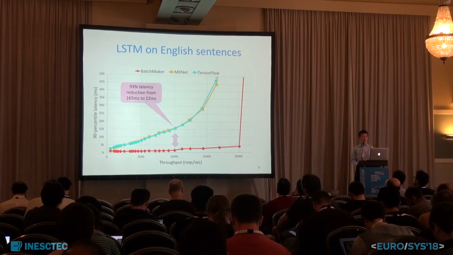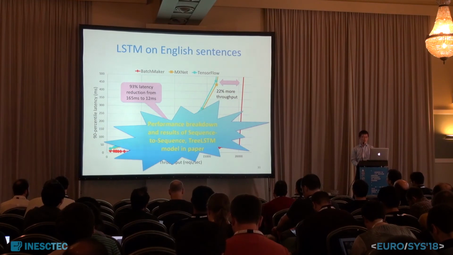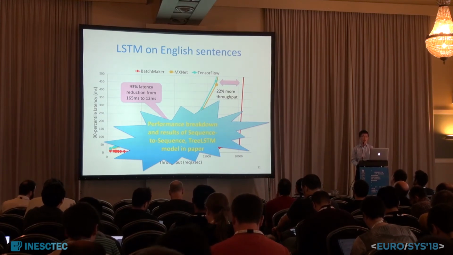For a moderate load, when all systems' throughput is 10 query requests per second, BatchMaker reduces latency by 93%. BatchMaker not only improves latency, but further boosts throughput as well. For a given latency, let's say 450 milliseconds, BatchMaker increases throughput by 22%. We have very detailed performance breakdown and analysis, as well as the results of other applications like the sequence-to-sequence model and tree LSTM, in our paper. Please do check it out.